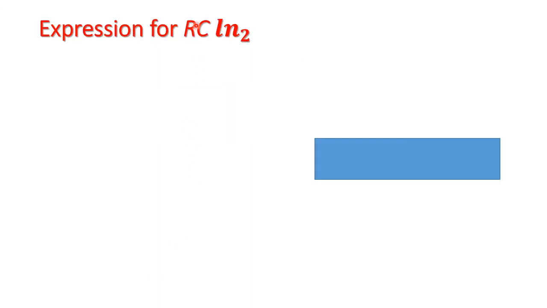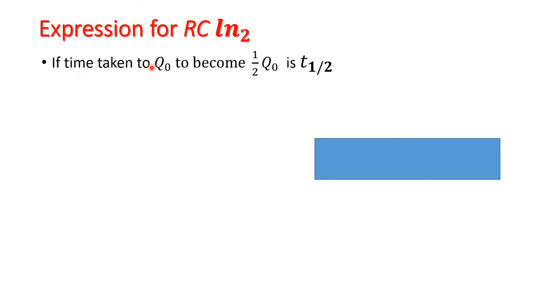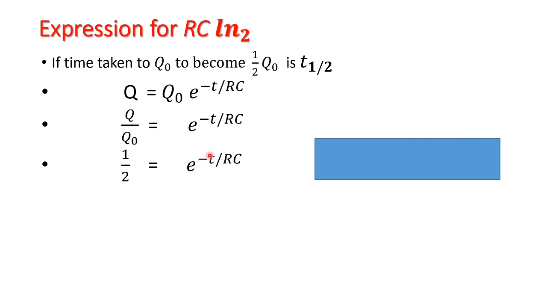Now the expression for RC ln 2. I promised you to discuss that matter a little later. Now let's see. The time taken for Q0 to become half of that is T half. What is T half? It is the time for the initial charge to become half. So this is the relationship, and the present charge as a fraction of the initial charge gives this. This is half then, because T half is the time to become half.